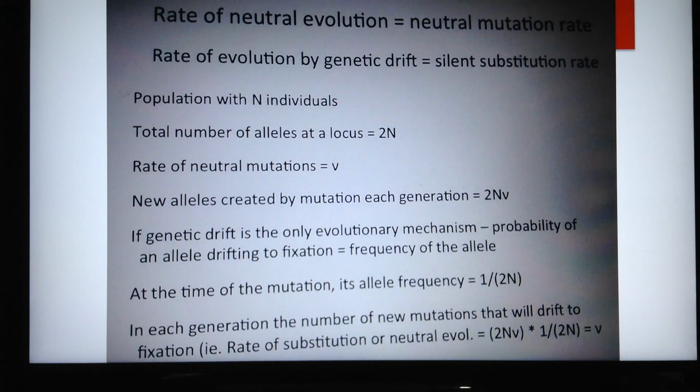So the rate of neutral evolution is equal to the neutral mutation rate. If the population has n individuals, the total number of alleles at a locus will be 2n, because there are two alleles, one from either chromosome, paternal and maternal. Let's say the rate of neutral mutation is mu. So new alleles created by mutation each generation is 2n mu.